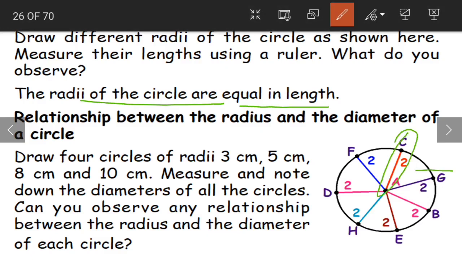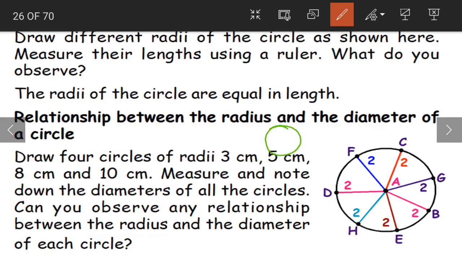AC is equal to 2, AG is equal to 2 centimeters, AB 2 centimeters, AE 2 centimeters. So whatever radius we take, all the lengths will be the same. The same applies to the diameter as well. The length of all the diameters for a given circle will be the same.